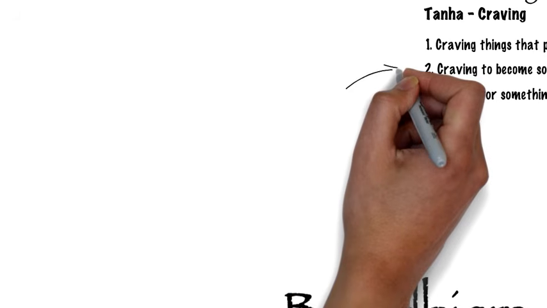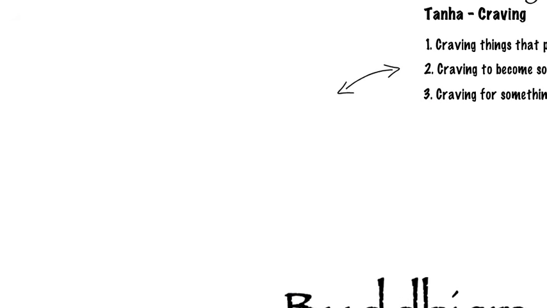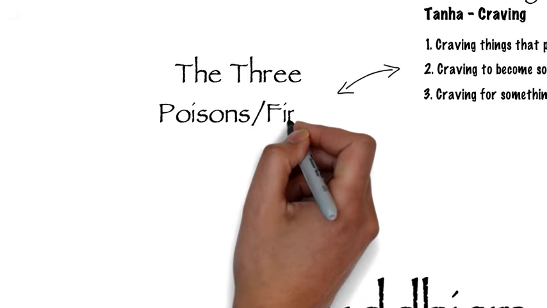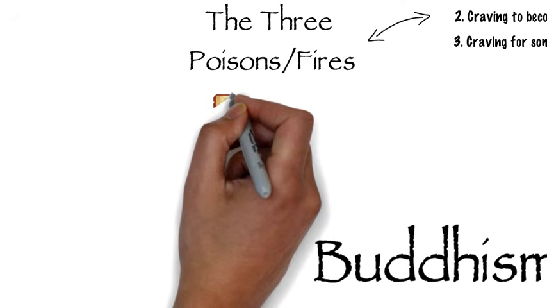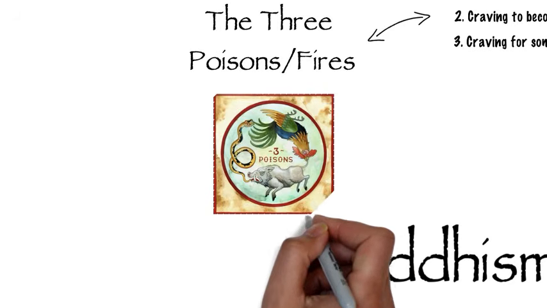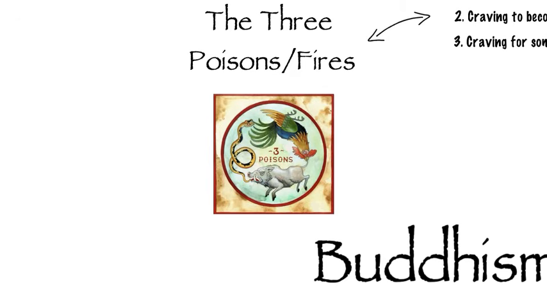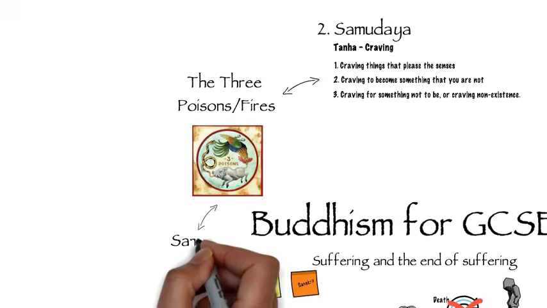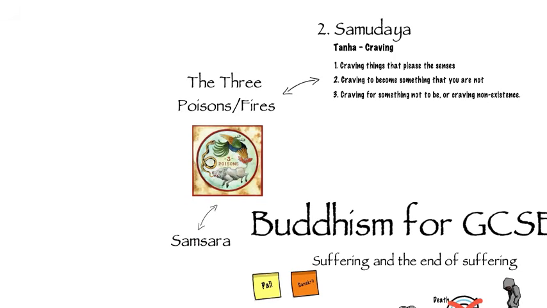The Buddha taught that craving is caused by the three poisons, or the three fires, of greed, hatred, and ignorance. These are illustrated in the center of the Tibetan wheel of life by a cockerel, representing greed, a pig, representing ignorance, and a snake, representing hatred. These three poisons of greed, ignorance, and hatred are the forces that drive the cycle of samsara. That's the cycle of birth, life, suffering, death, and rebirth, and keep it turning.